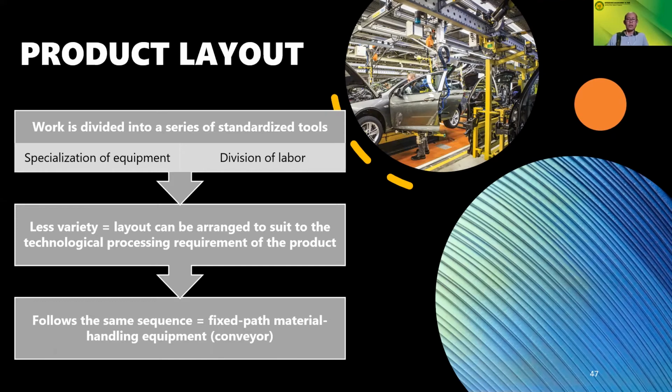For instance, if a portion of a manufacturing operation required the sequence of cutting, sanding, and painting, the appropriate pieces of equipment would be arranged in that same sequence. And because each item follows the same sequence of operations, it is often possible to utilize fixed path material handling equipment such as conveyors to transport items between operations.